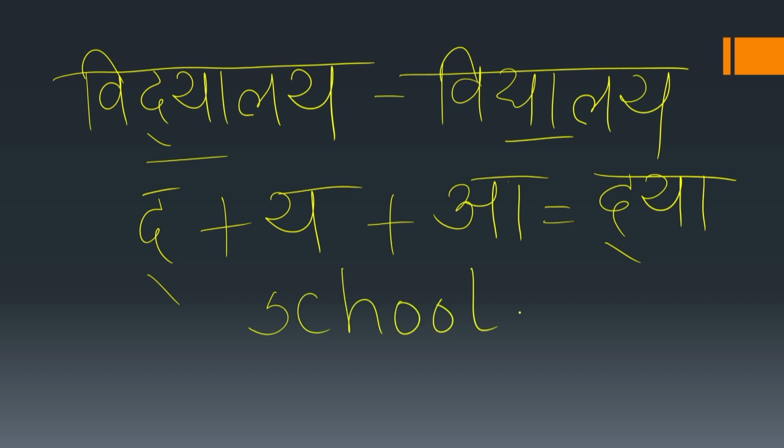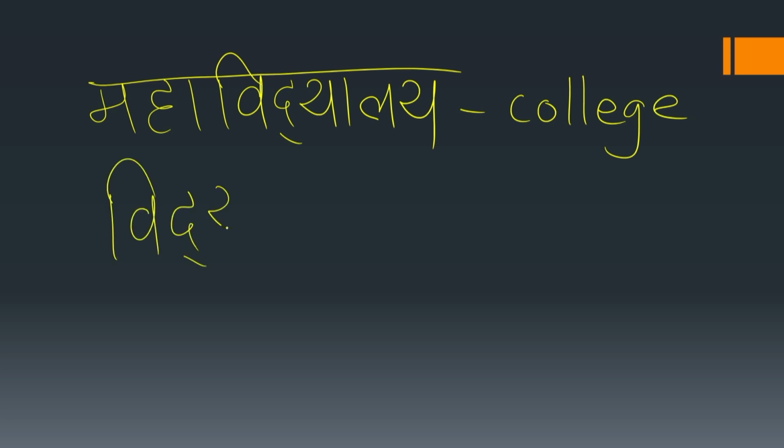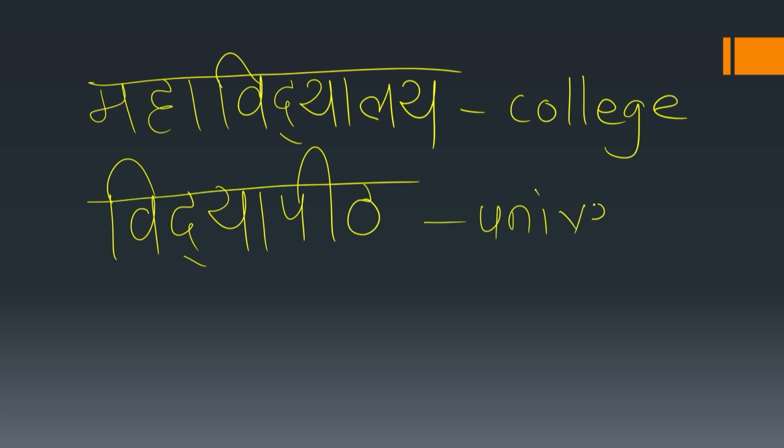In English, it means school. Mahavidyalay would mean college. And Vidyapeeth means university. So here these are the conjuncts with the da and ya.